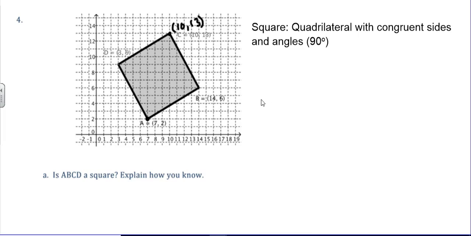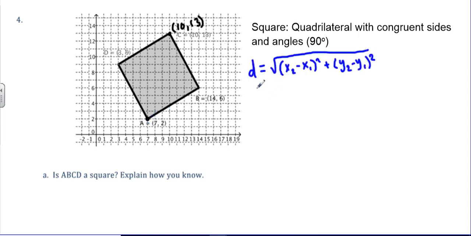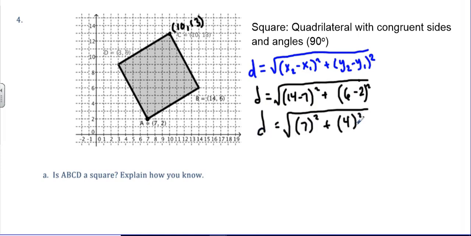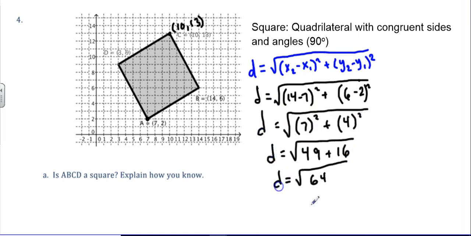Let's start with looking at the lengths of each side. I'm going to use the distance formula to find the length of segment AB. With the distance formula, all I need to do is substitute in the values for x sub 1, y sub 1, and x sub 2, y sub 2. Now I simplify what's in the parentheses, then square what's inside each parenthesis, add my 2 values, and then take the square root. This means that the length of AB is 8 units.